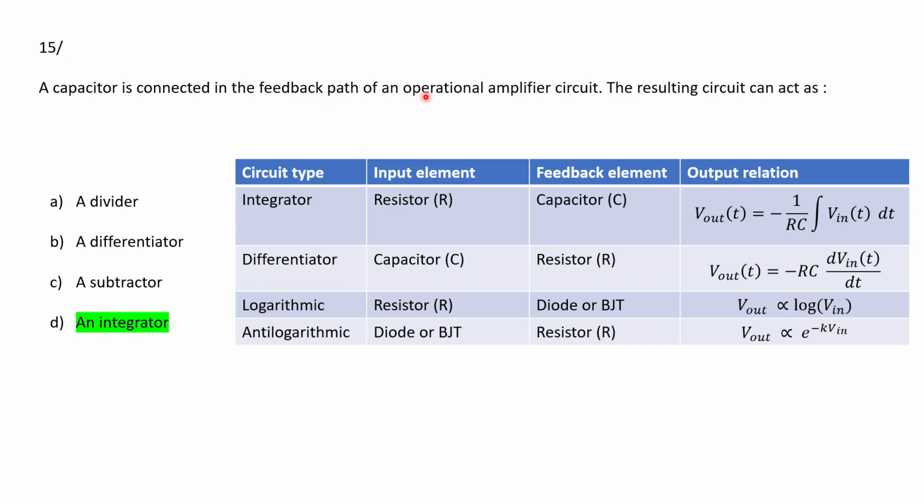Then a capacitor is connected in the feedback path of the operational amplifier circuit. The resulting circuit can act as, the options are a divider, a differentiator, a subtractor, or an integrator. So here the option B, that is an integrator, will be the right option.